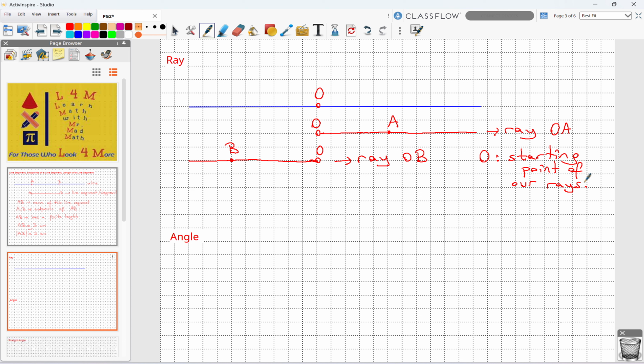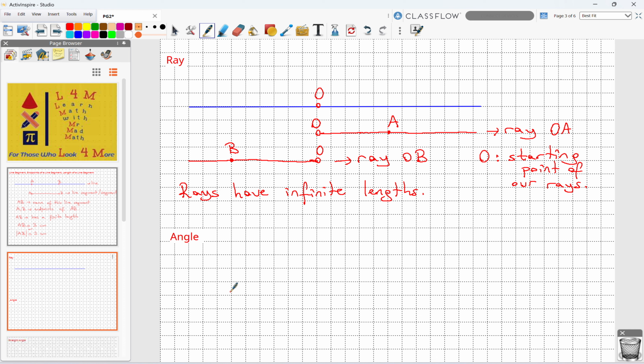Remember that line segments have finite lengths, and lines have infinite lengths. What about a ray? Think about the ray OA. It starts from O, but it continues forever to the right. It never stops. That's why measuring the length of the ray OA is impossible. It has infinite length. So rays have infinite lengths.